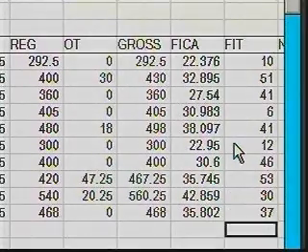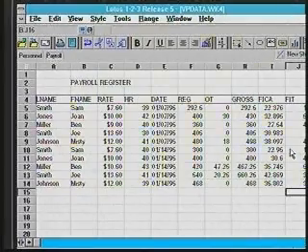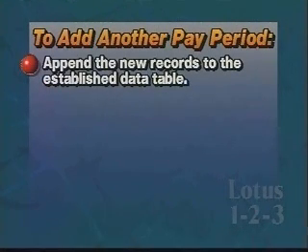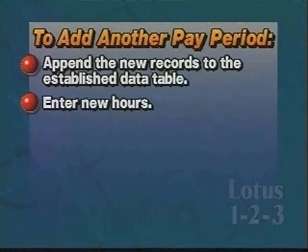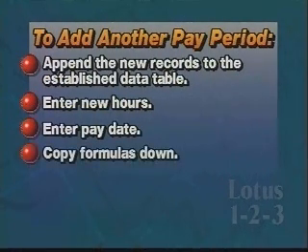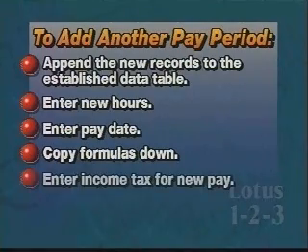And with that, you've completed another payroll, Suzanne. It's fairly simple to add another pay period once the data table and formulas are defined. First, we must append the new records to the established data table. Then enter the new hours and pay rate. After doing that, simply copy the formulas down and enter the correct income tax figures for each person or record.